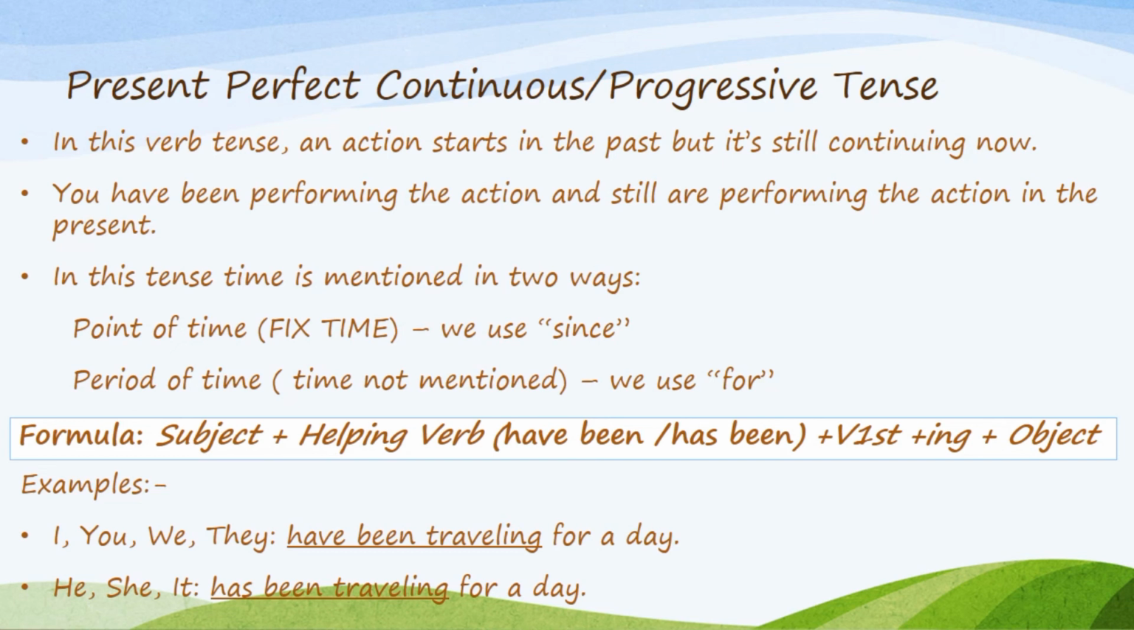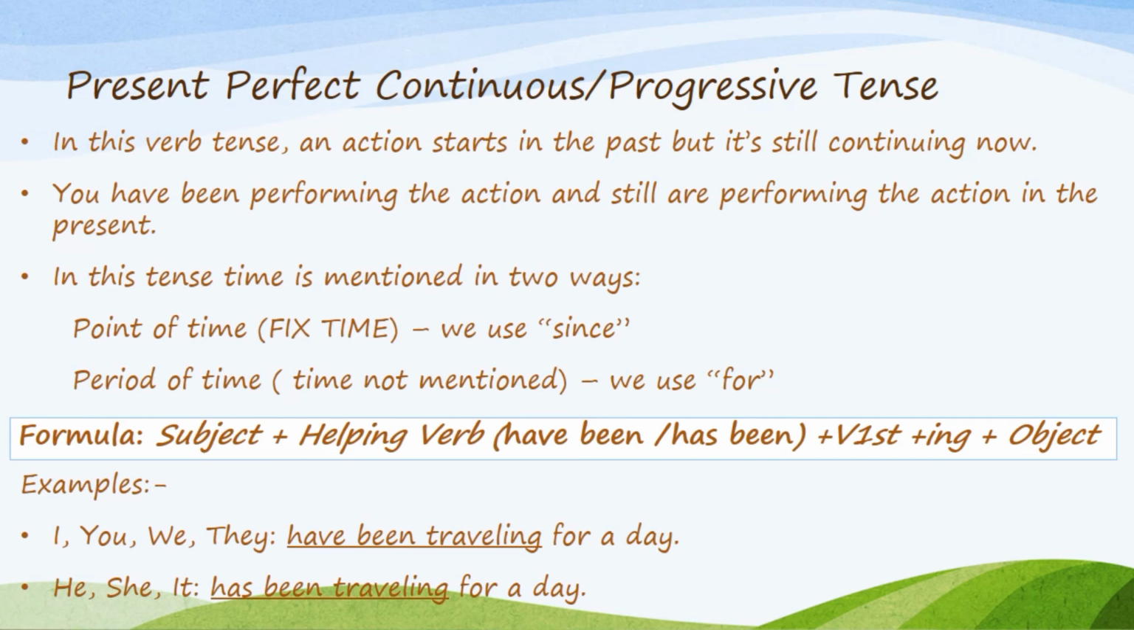Now our second example is he, she, or it, right? He has been traveling for a day. Now here, if we use these pronouns, we will always use has been. As in present perfect, we use has with he, she, or it, and in present perfect, have is also used with I, you, we, and they. Now here I have only mentioned the example of for, not since. The fixed time is not mentioned, only a day is mentioned.